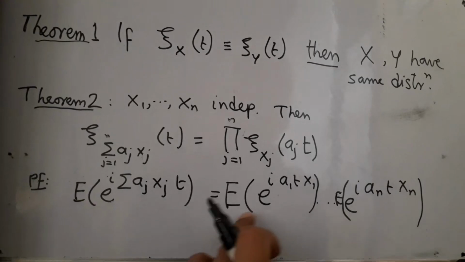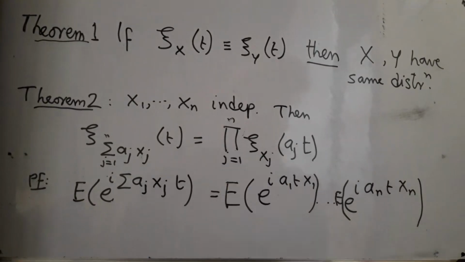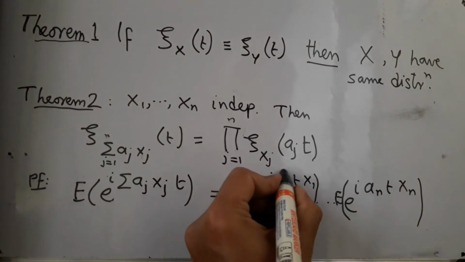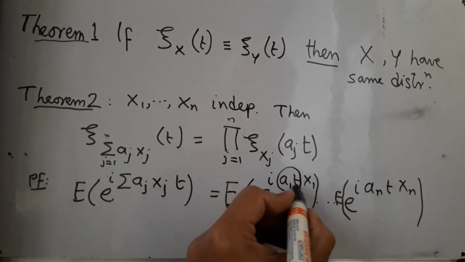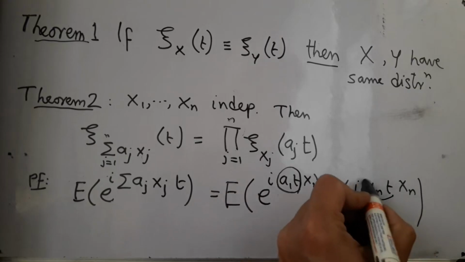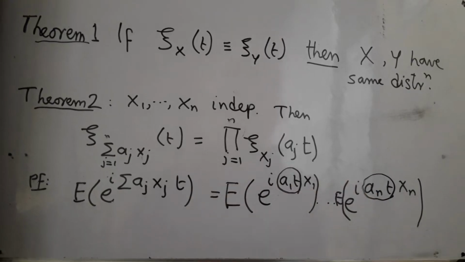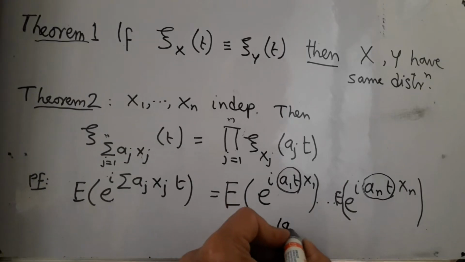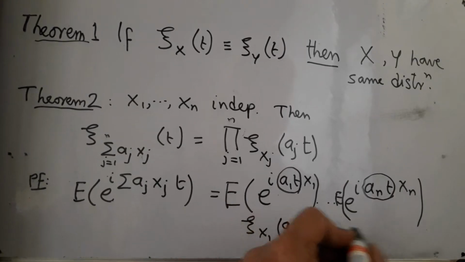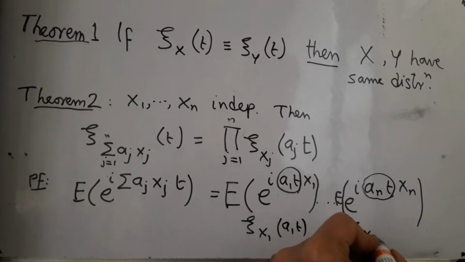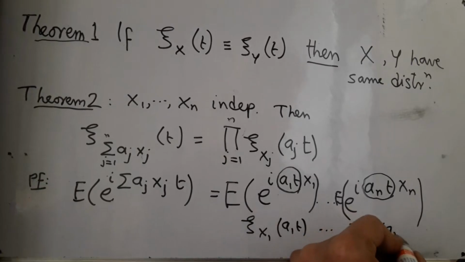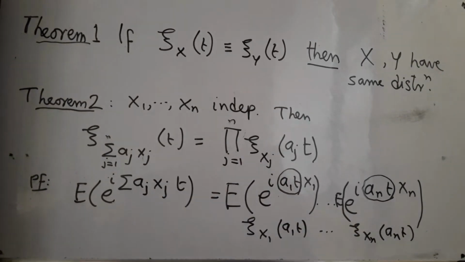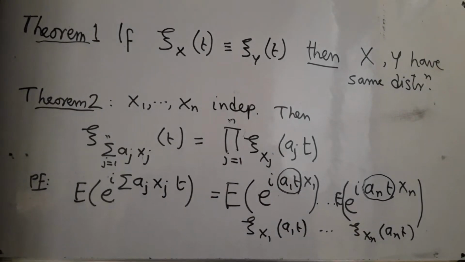Now this is very much like our characteristic function, except that the role of t is being played by a1t here and ant here. So these things are nothing but the characteristic function of x1 at a1t. Similarly, this will be the characteristic function of xn at ant, and that product is precisely what I have written over here.